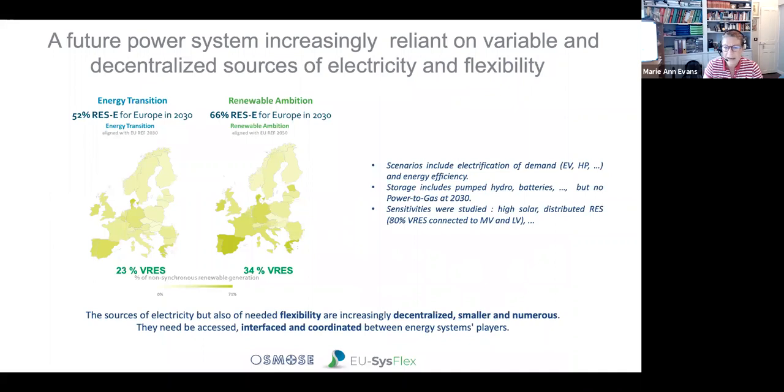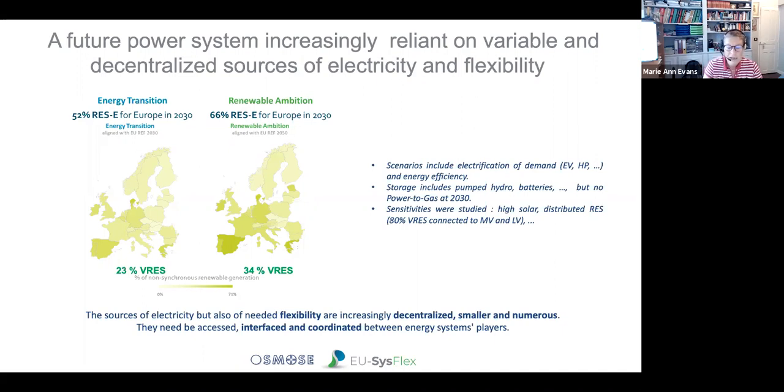As I was saying, what we will focus on today is the fact that these sources are variable, but also decentralized sources of electricity. We have also studied and demonstrated some flexibility solutions in the various work packages of the project. And as Nathalie was mentioning for OSMOSE as well, some of the flexibility solutions come from decentralized sources as well, from prosumers, from demand side response.